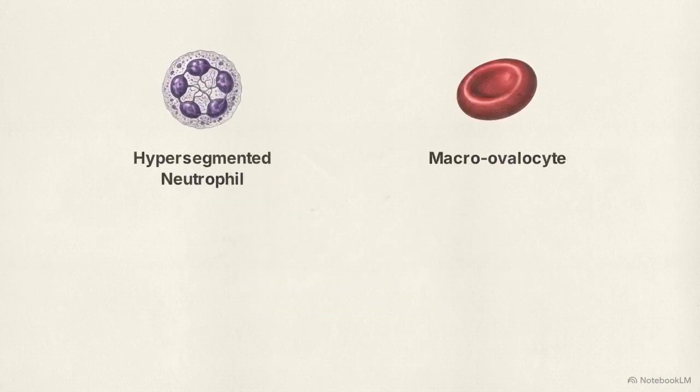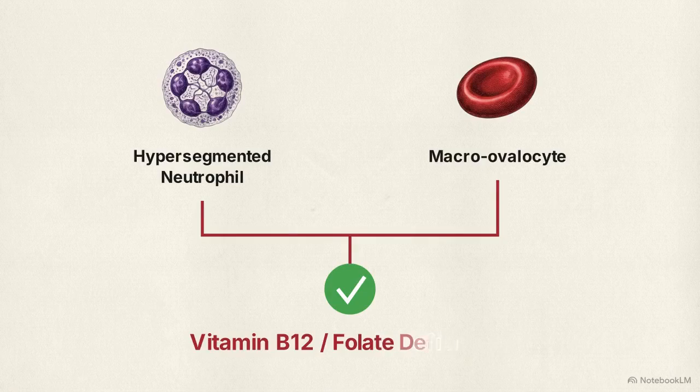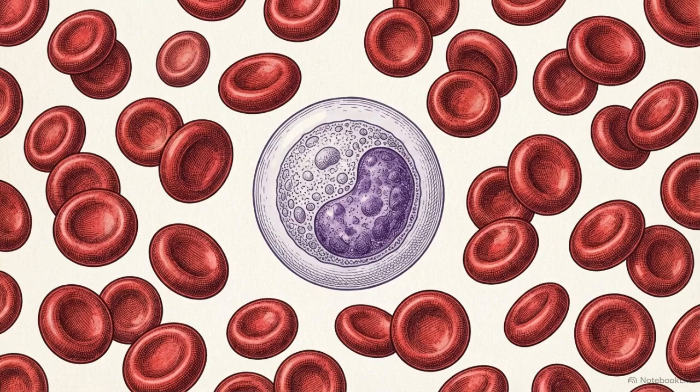Connecting this back to the erythrocyte line, the hypersegmented neutrophil serves as a dual marker, confirming the severe vitamin B12 or folate deficiency initially suggested by the macro-ovalocytes. Evaluating a completely different leukocyte line, the lymphocyte, reveals an entirely different class of pathologies.